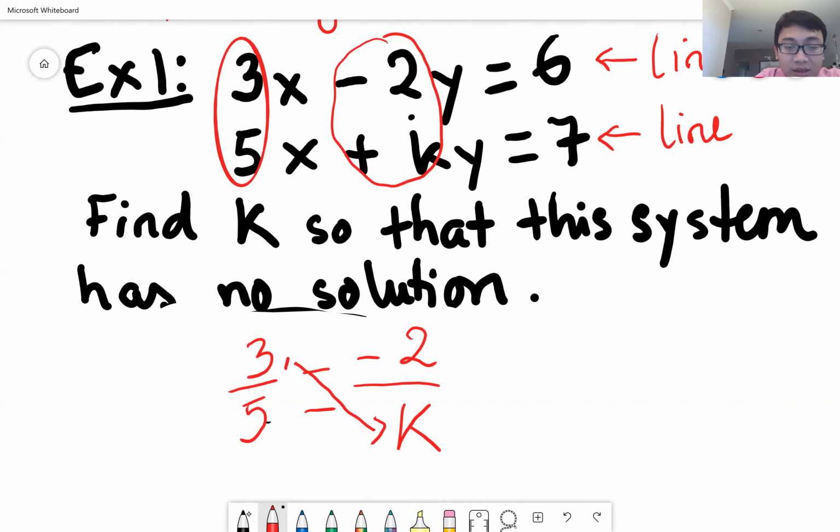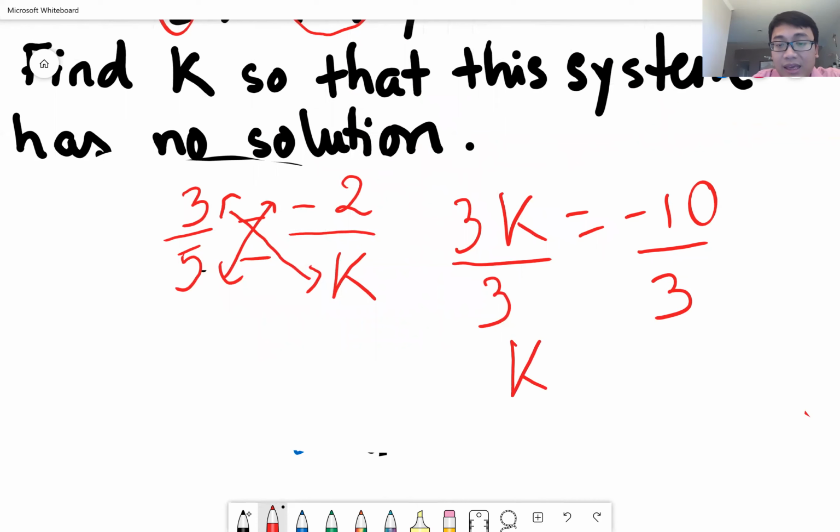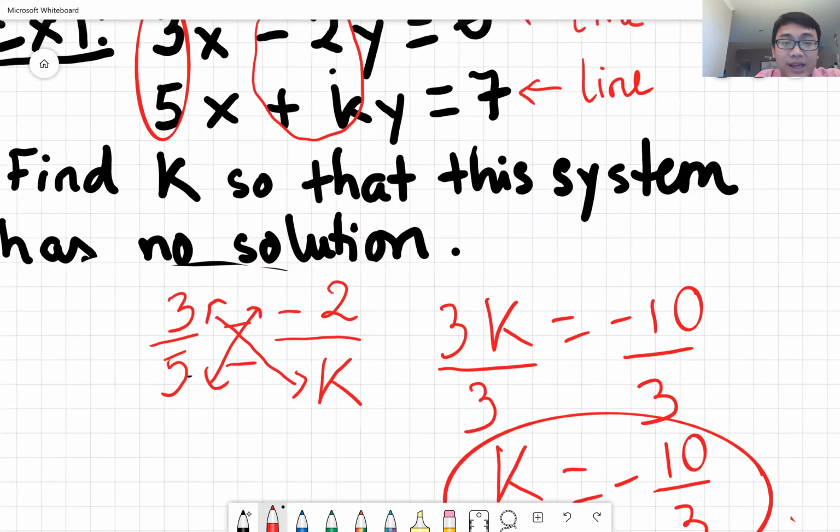Cross multiply. So you get 3k equals negative 10, divided by 3. So again, k equals negative 10 over 3. And that's your answer. Isn't that easier?